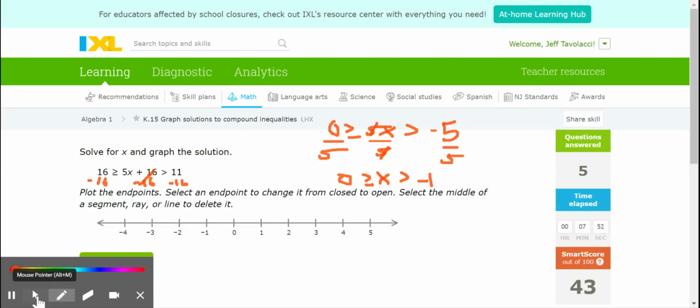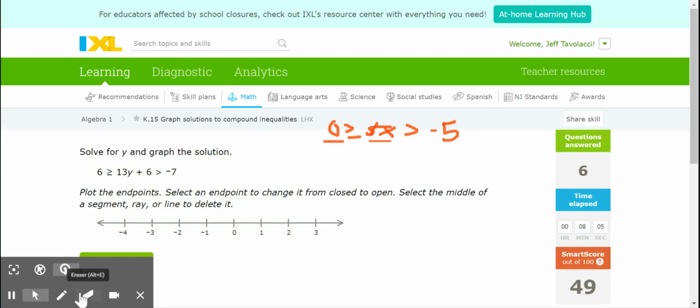So this is a little bit confusing because it's flipped. We're actually going from negative 1, but not including it, to 0. Okay.